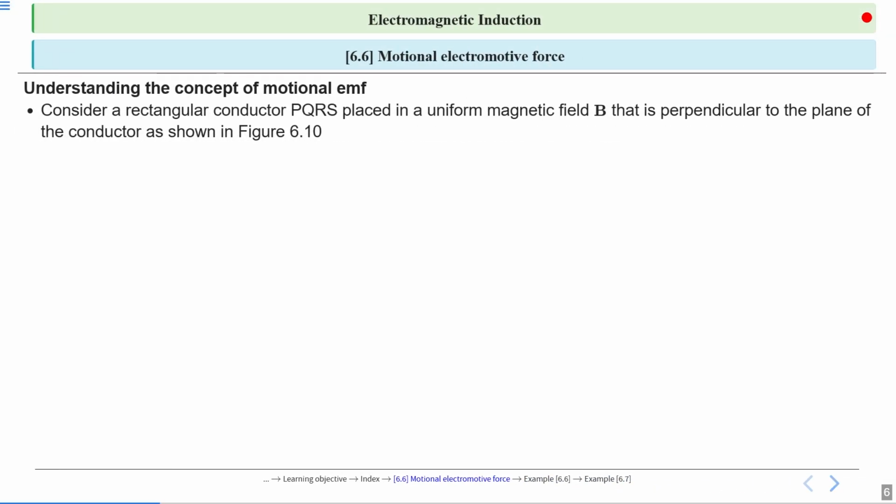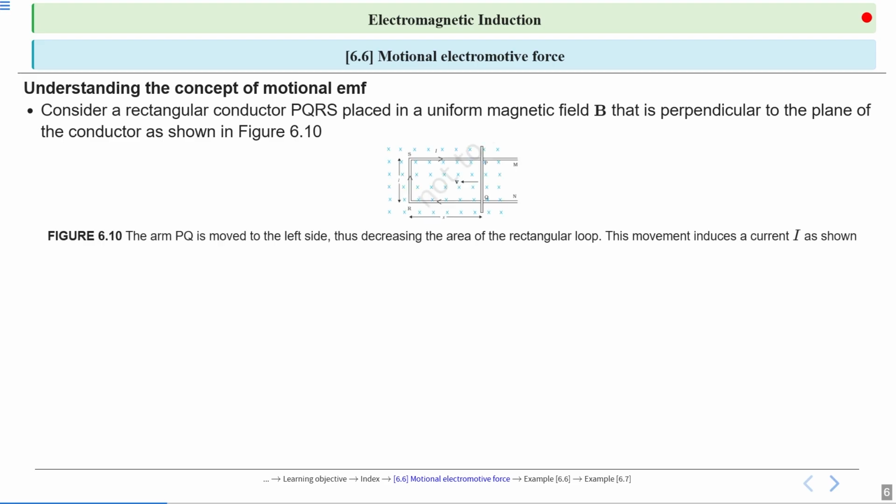To understand the concept of motional EMF, consider a rectangular conductor PQRS placed in a uniform magnetic field B that is perpendicular to the plane of the conductor, as shown in figure 6.10. Here is the diagrammatic representation. You can see there is a magnetic field represented by a cross sign, which means the magnetic field is perpendicular to the plane and inwards.